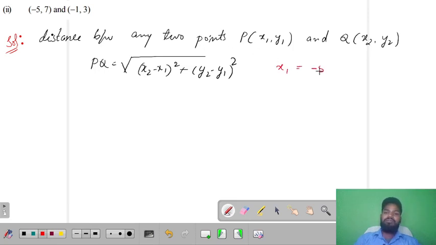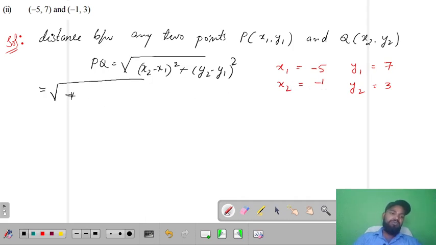x1 is equal to minus 5, x2 is equal to minus 1, y1 equals 7 and y2 equals 3. So now just substitute them in the formula, and we will get the answer. I am writing the x2 value, minus 1, and the x1 value, minus 5. Minus into minus is plus, so plus 5.